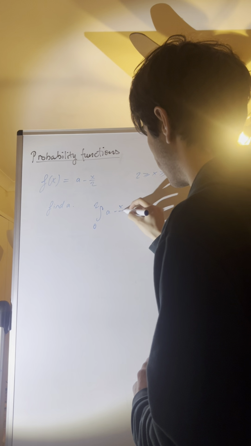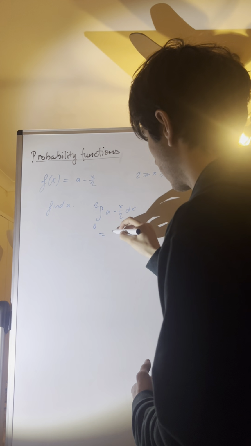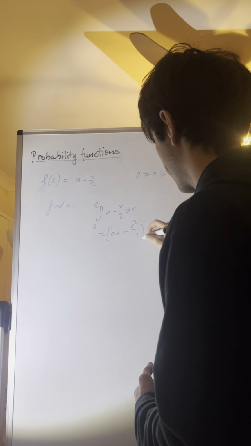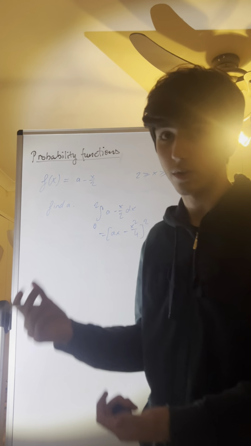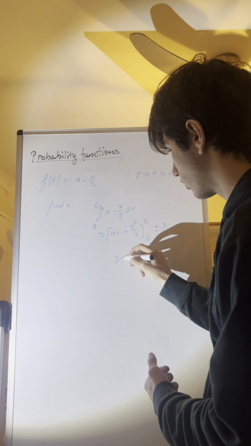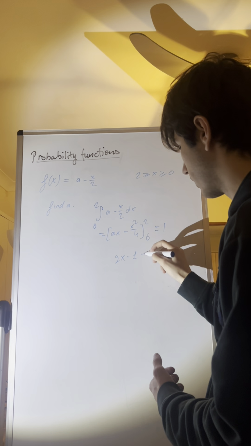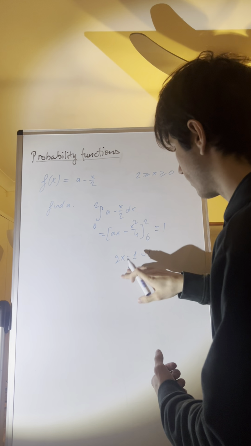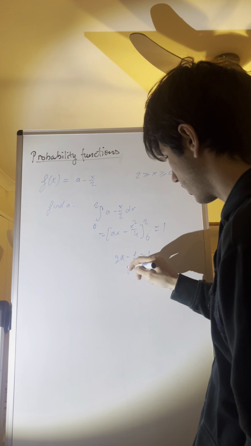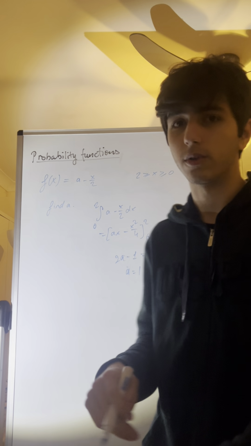So it's going to be ax minus x squared over 4 from the bounds 0 to 2. And that's going to give us 2a minus 1 equals 1, and hence a equals 1.